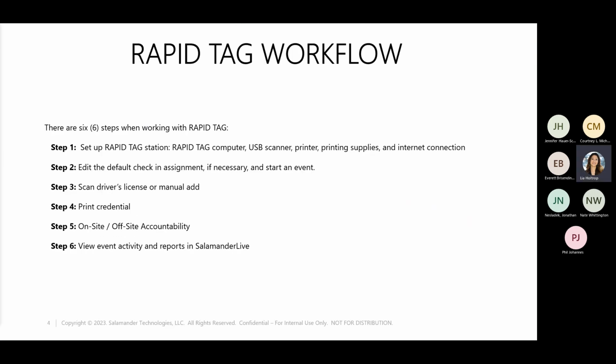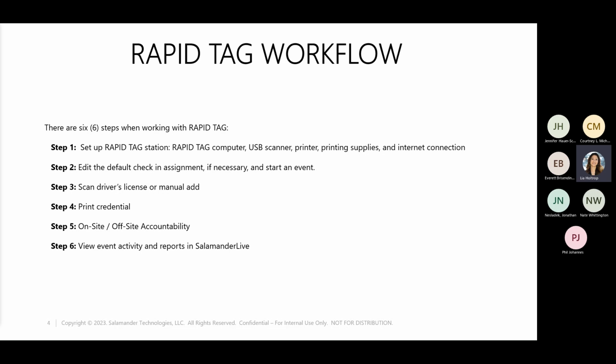So here's a quick look at the Rapid Tag workflow. There are actually 6 steps when working with Rapid Tag. The first step is, of course, to set up your Rapid station, which includes your Rapid computer, the USB scanner, the printer. So this is going to be your mobile printer, your printing supplies, making sure that you have extra ribbons, especially if you're looking at a large scale event and you're printing out lots of IDs, and internet connection.